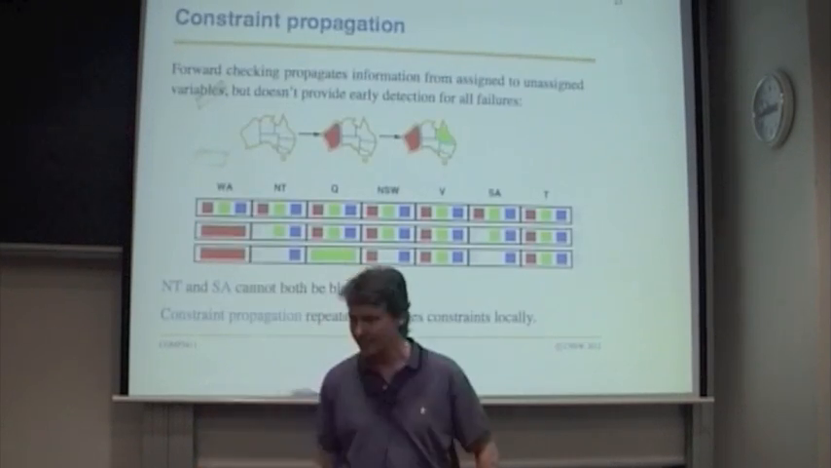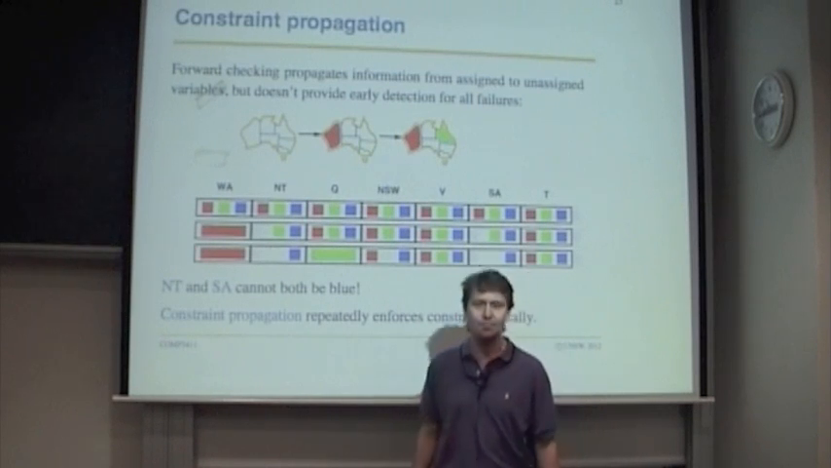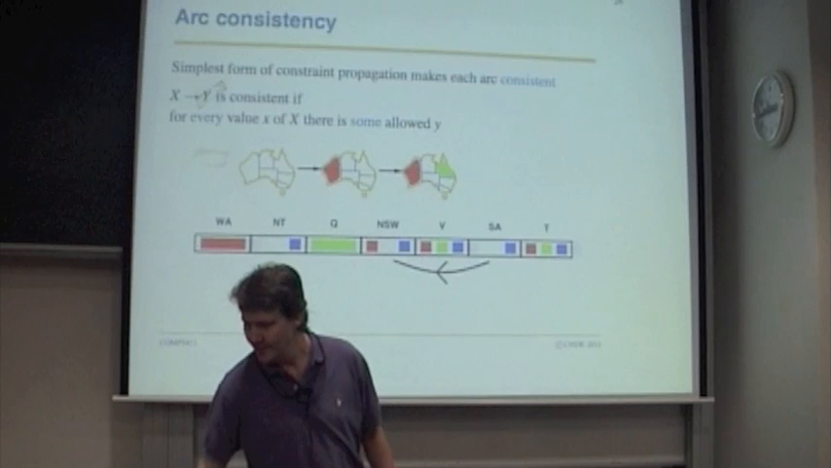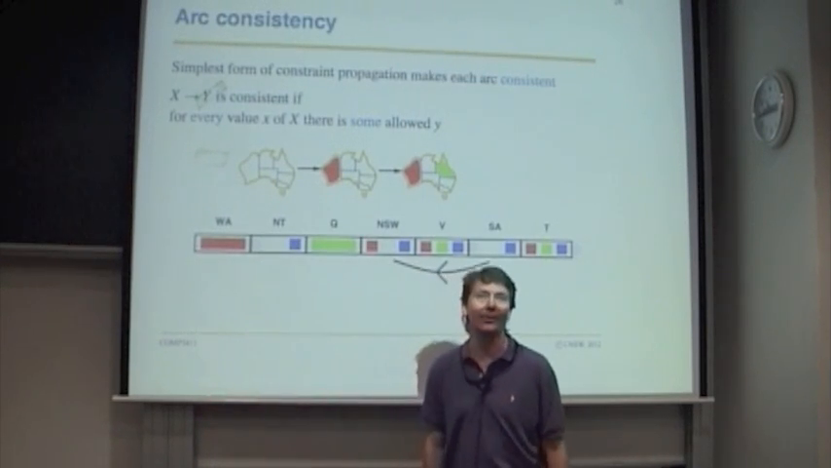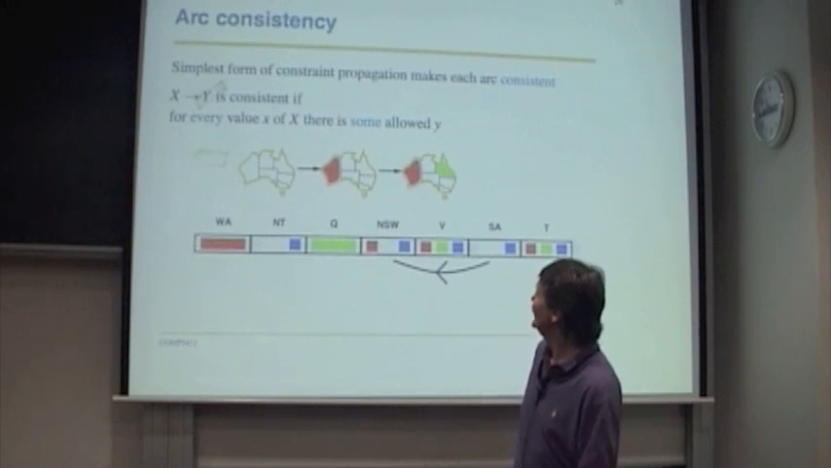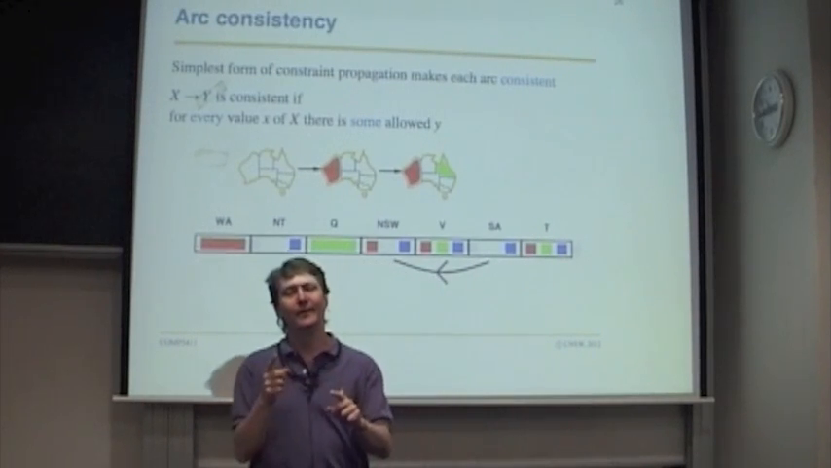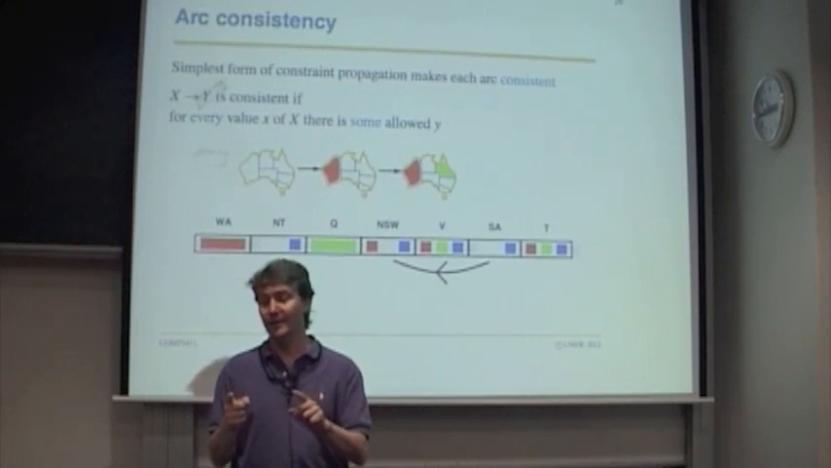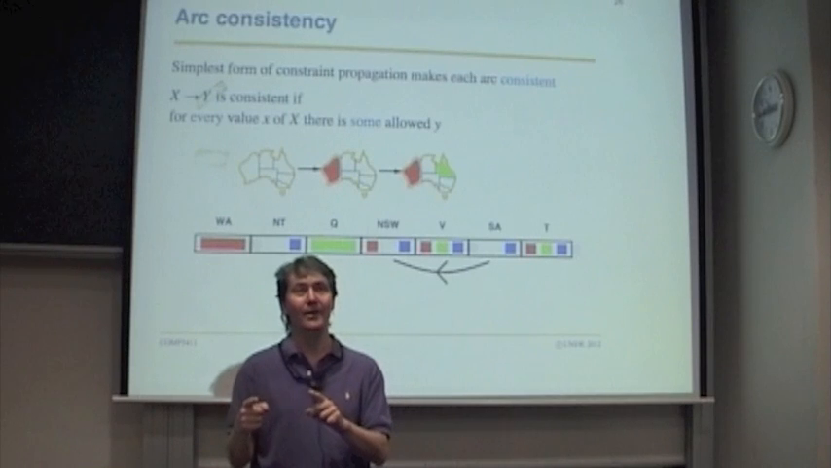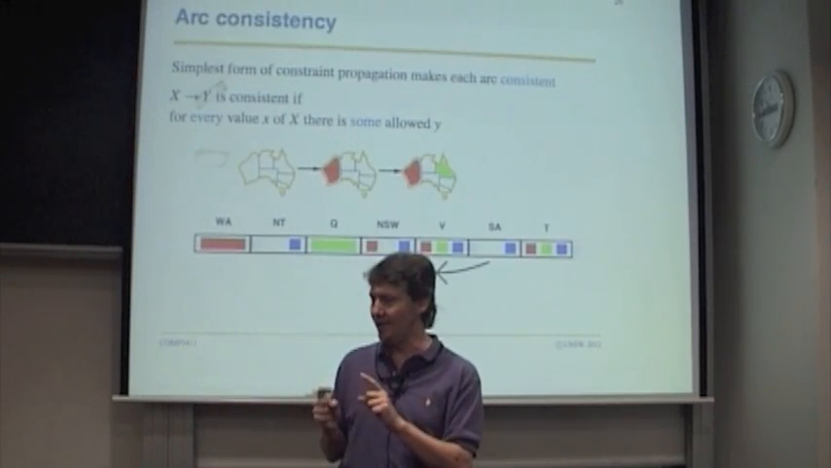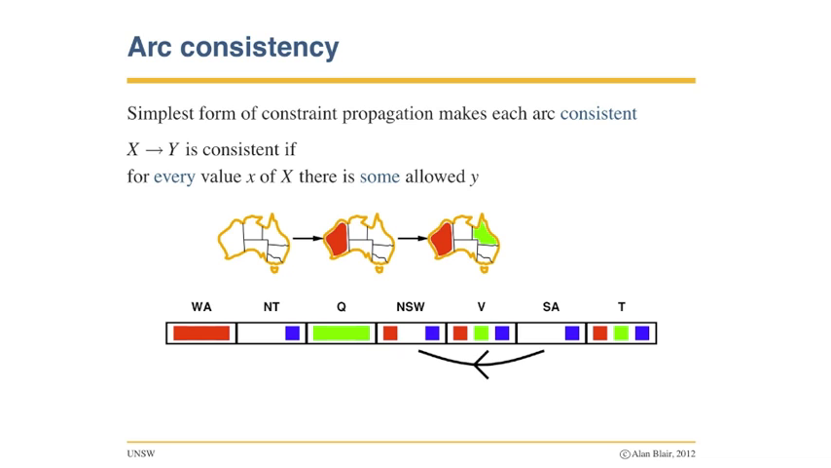We can do it by something called constraint propagation. The simplest form of constraint propagation is called arc consistency. The way this works is we start comparing things pairwise that have constraints with each other, and we say, okay, the remaining values for X and Y are consistent if every value of X leaves open some value for Y.